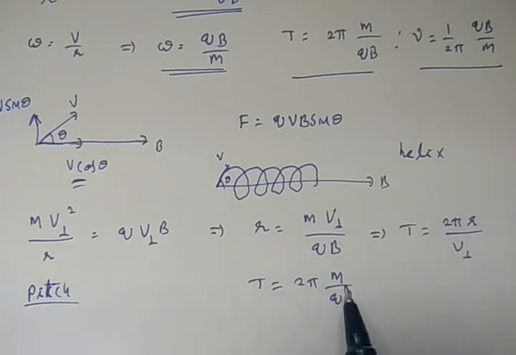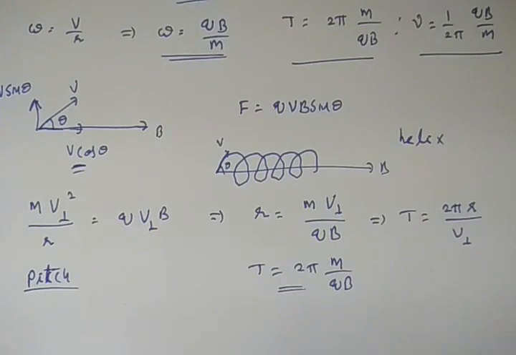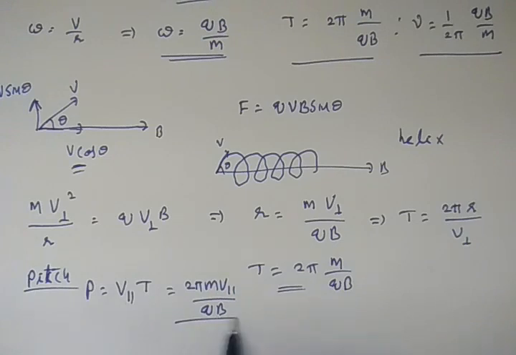So 2πm/qB is the time taken by the particle for one complete cycle. Now the pitch distance, let's say p, equals the horizontal distance covered by the particle during this time. We can get that directly: the parallel component of velocity times T, which equals 2πm v_parallel / qB. So this is your pitch distance.